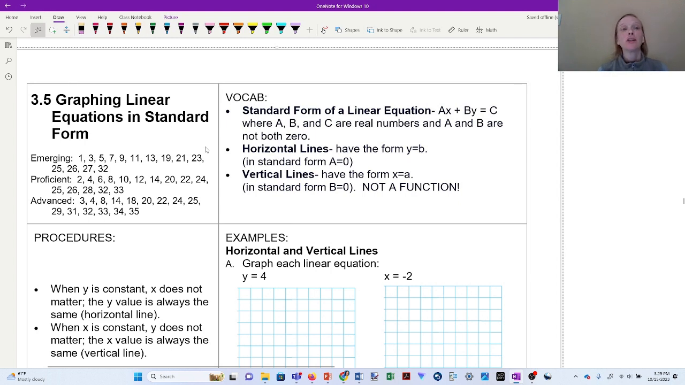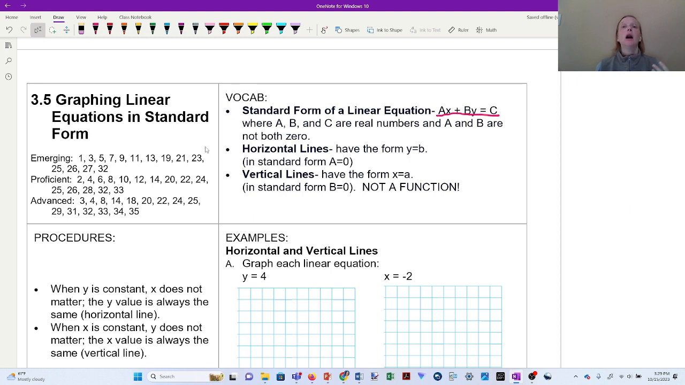Hi folks, today we're going to learn about graphing linear equations in standard form. Standard form looks like this: ax plus by equals c. So if you ever see that format where x is not raised to any particular power, y is not raised to any particular power, then that will represent a linear equation.